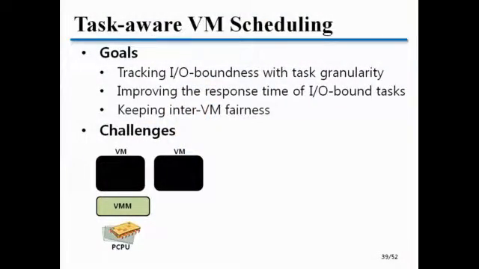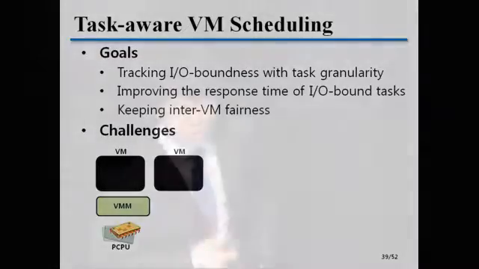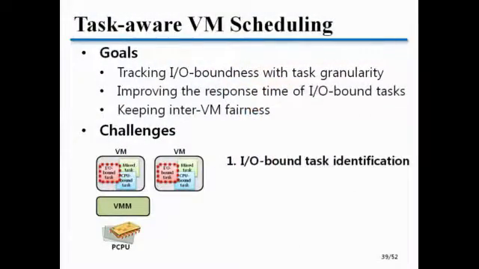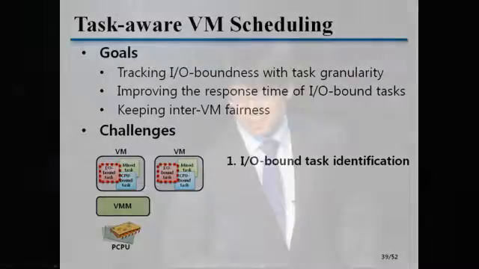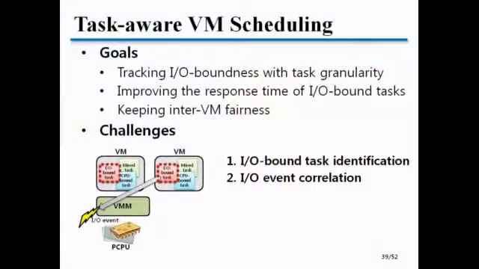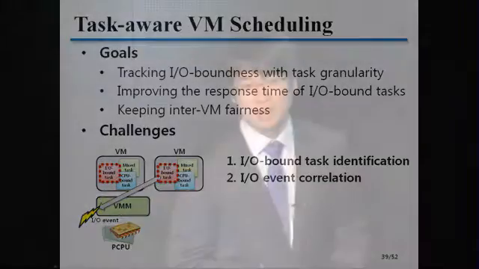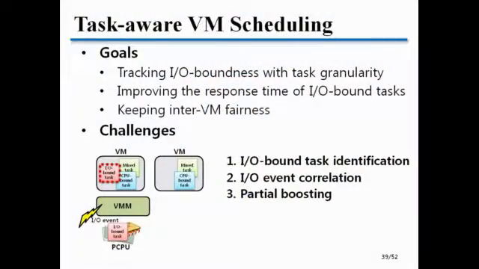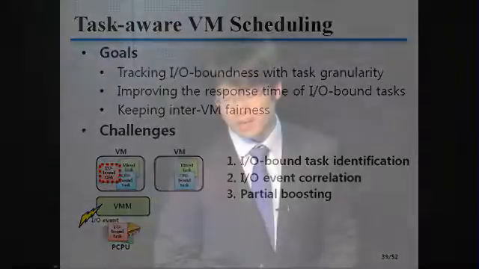So the following challenges should be addressed. First of all, the I/O-bound task must be identified from black-box VMs. Second, we have to distinguish which I/O event is related to the I/O-bound task. And finally, we have to partially boost the VM in order to selectively prioritize the I/O-bound task out of CPU-bound ones, in order to improve I/O responsiveness while preserving fairness.